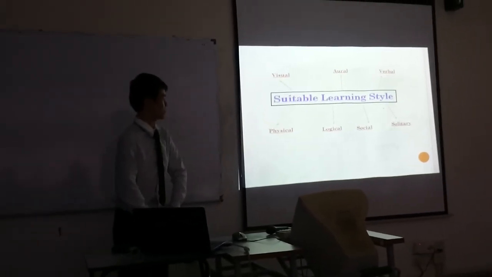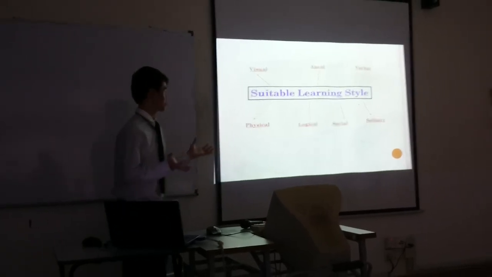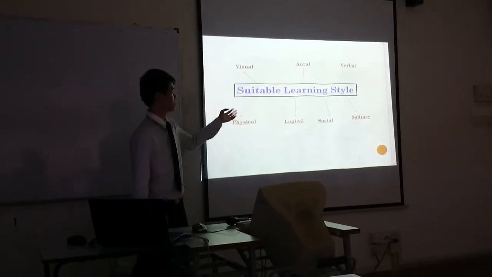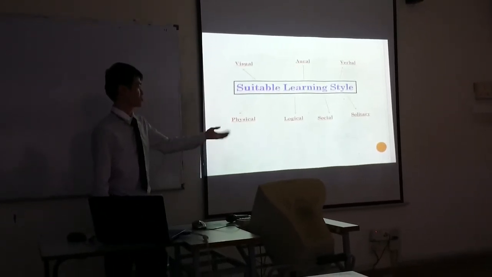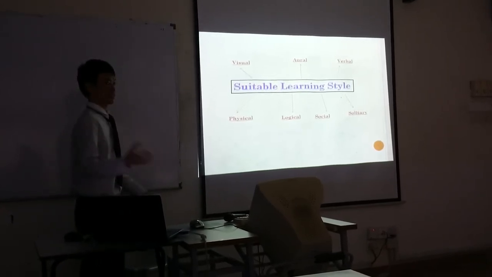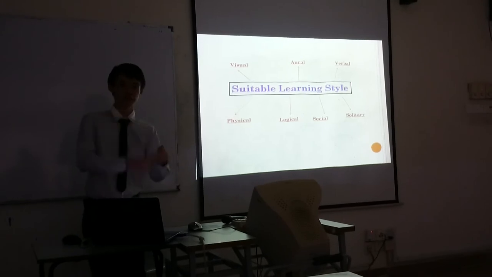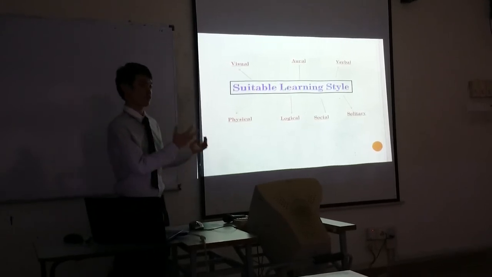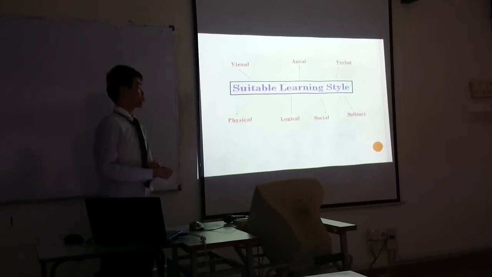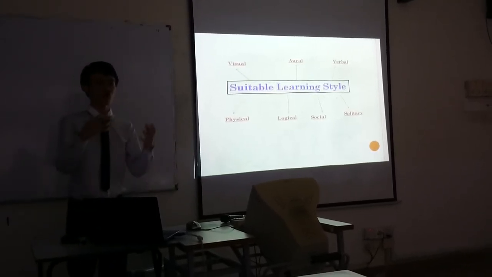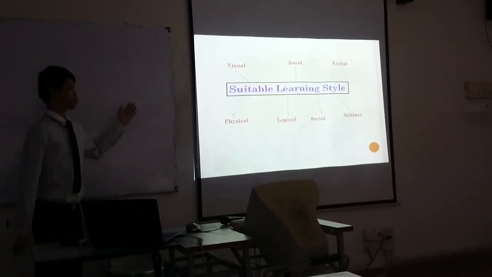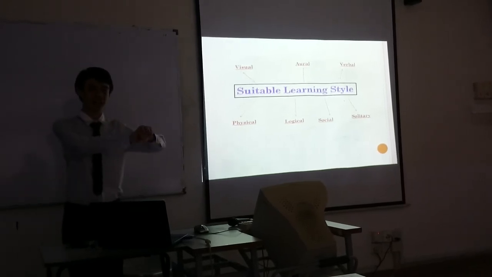Next, suitable learning style. There are many suitable learning styles that you can learn, such as visual, oral, verbal, physical, logical, social, and solitary. For those who prefer to study using visual, they learn using pictures or images. For those who learn using oral, they prefer listening to music, listening to songs. And those who like verbal, they prefer to write or speak to understand the concept better. For those who prefer physical, they like the sense of touch for practicals.